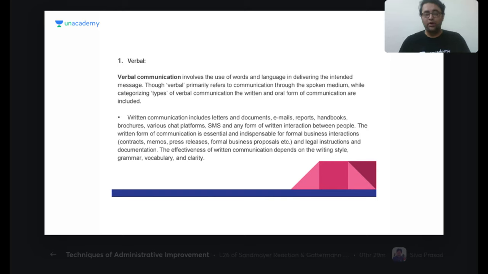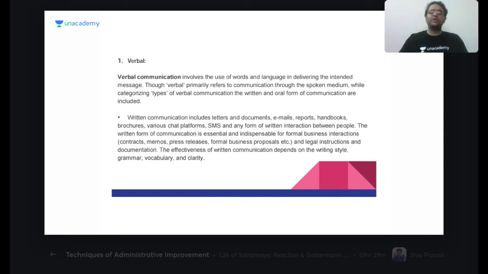Written communication includes letters and documents, emails, reports, handbooks, brochures, various chat platforms, SMS, and any other form of written interaction between people. The written form of communication is essential and indispensable for formal business interactions, contracts, memos, press releases, formal business proposals, etc., and legal instructions and documentation. The effectiveness of written communication depends on the writing style, grammar, vocabulary, and clarity.